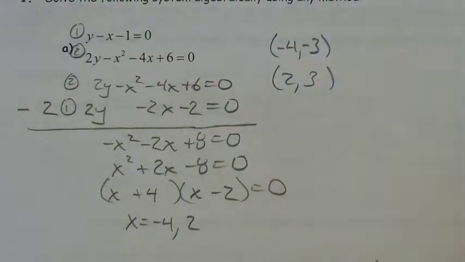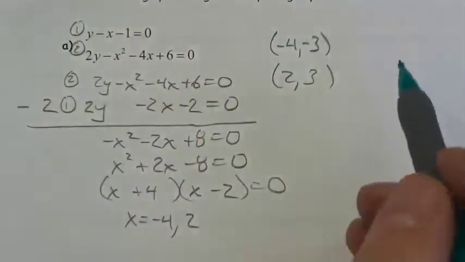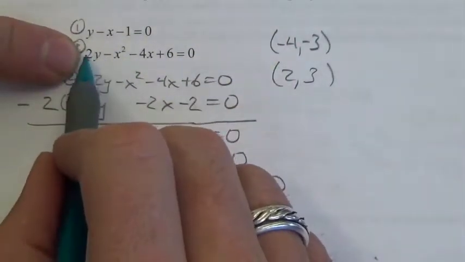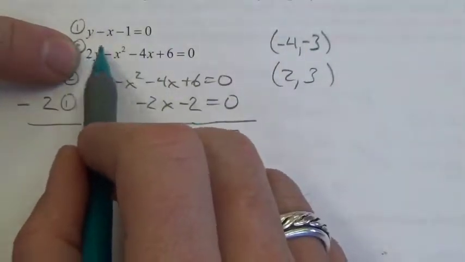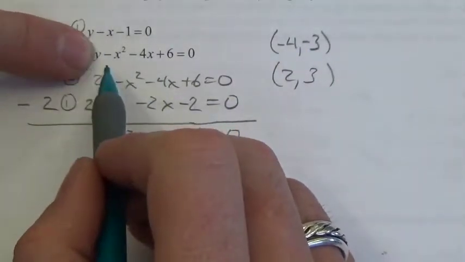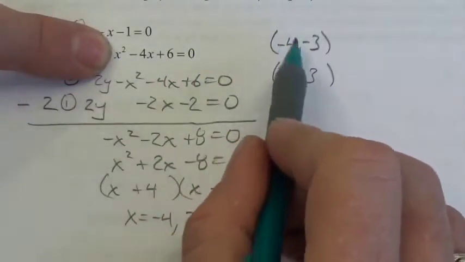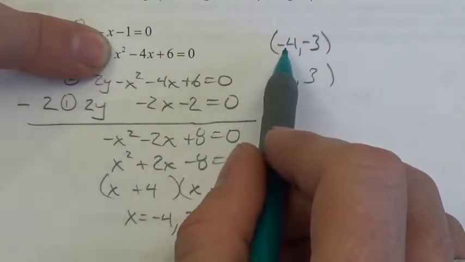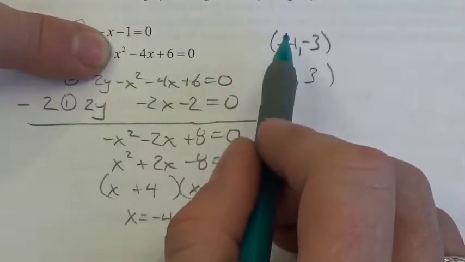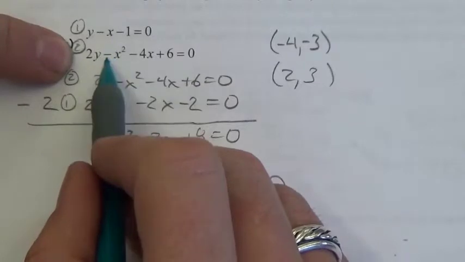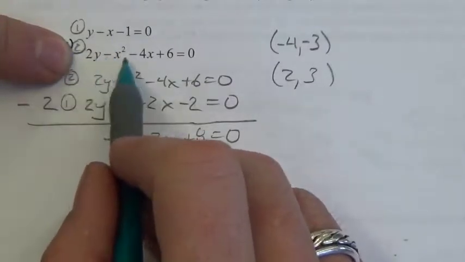Now let's just double check and see that those points work in the quadratic. Okay, so this starts off with 2 times y. So 2 times negative 3, so it's going to be negative 6. Negative 6, minus x squared. Well, x is negative 4, so that's going to be negative 4 squared, which is 16. So negative 6 minus 16 is going to be negative 22.